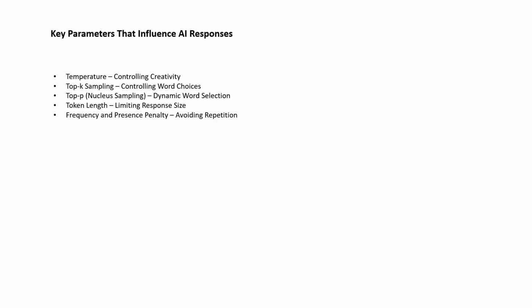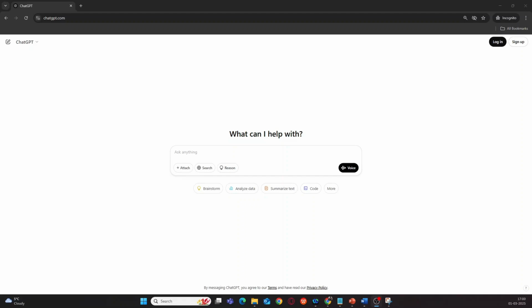But before we dive in, it is important to understand the two main ways OpenAI provides access to its models. The first one is the ChatGPT interface. You can see here, it's a simple user-friendly chat interface where you can enter a prompt and receive a response. However, you have no direct control over the parameters that act on the models.